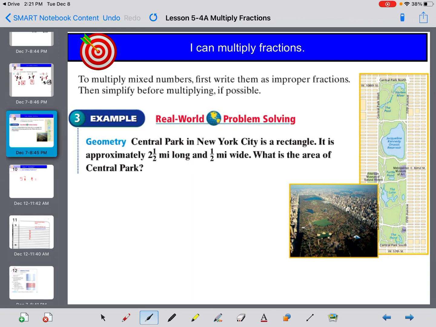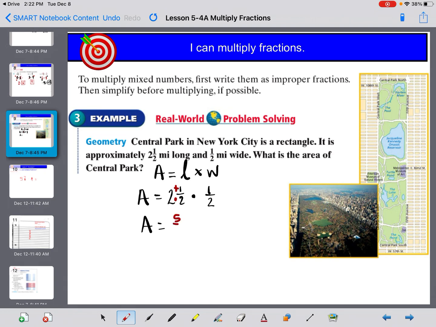Central Park in New York City is a rectangle. It is approximately 2.5 miles long and 1/2 mile wide. What is the area of Central Park? Remember that the area of any rectangle is length times width. So when I'm calculating this, I know that it is 2.5 miles long times 1/2 mile wide. So convert this to improper, and I get 5/2 times 1/2.